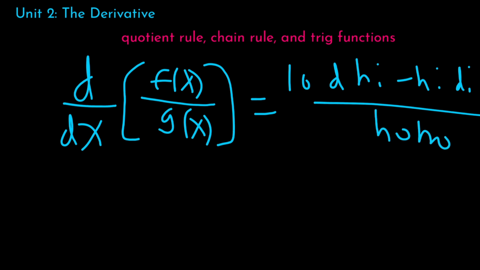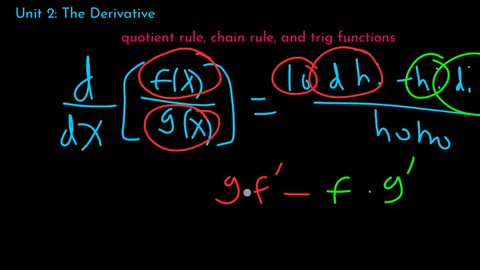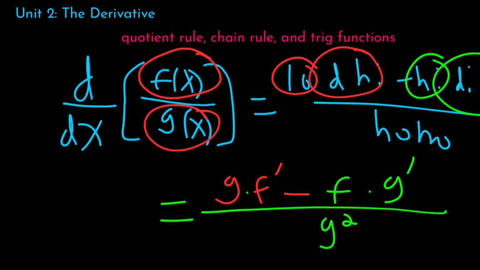It means you're going to take the low. What's your low? g of x. So you're just going to put g, and then what's d high? Derivative of your high function. So f prime minus high. What's high? Just f. Derivative of low, which is g prime, multiplied, all over low low, g squared. And that is your quotient rule formula.